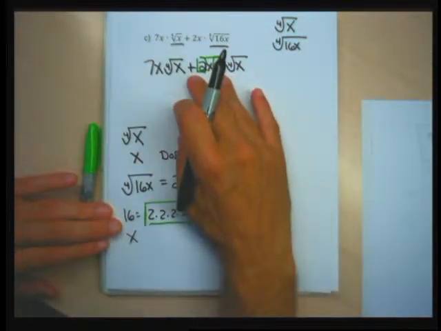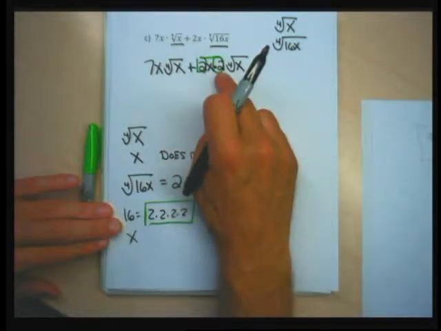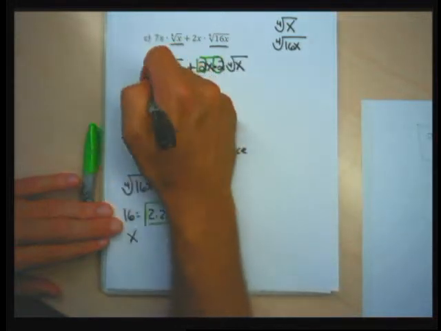In the second radical, the 2x that was outside the radical and the 2 that I brought outside the radical need to be multiplied. And when you multiply those, you just multiply the 2's.